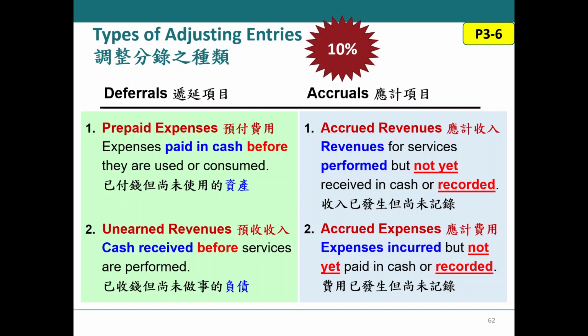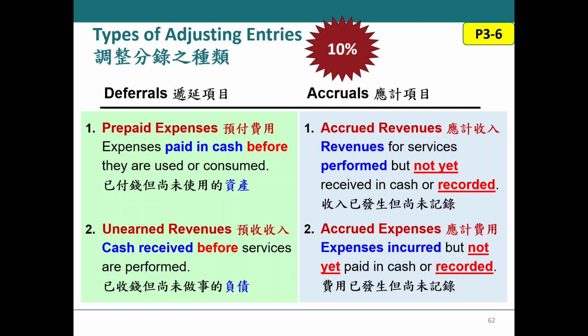So what should we do on the last day? Record it now on the last day. We finished the first group last week. The second group is deferrals. What do deferrals mean? Two major items.